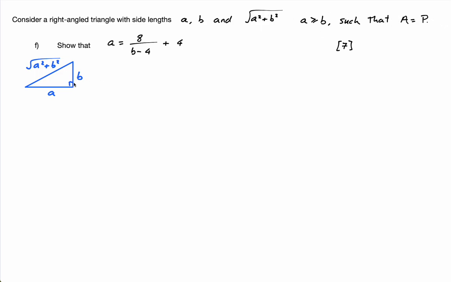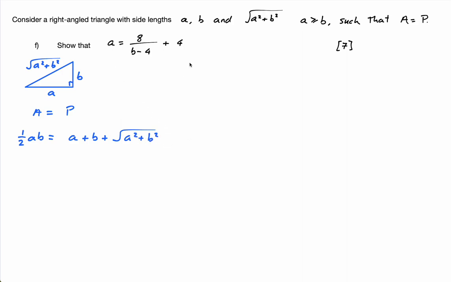So we're going to find the area and find the perimeter. So A equals P. Let's find the area, find the perimeter, and equate them. So the area is this times this divided by 2, or half AB. And the perimeter is just this plus this plus this: A plus B plus the square root of A squared plus B squared.